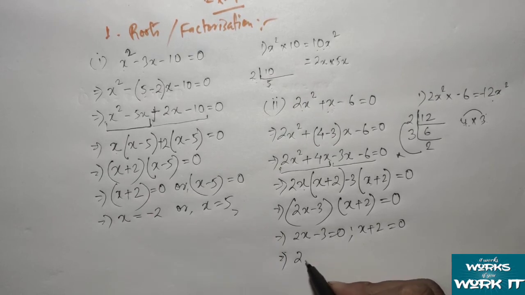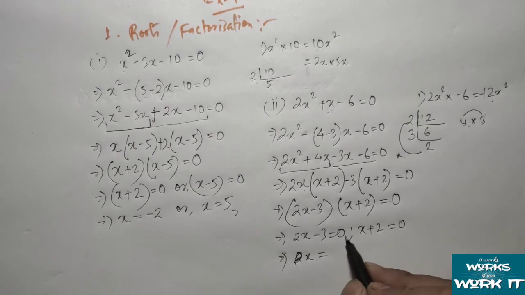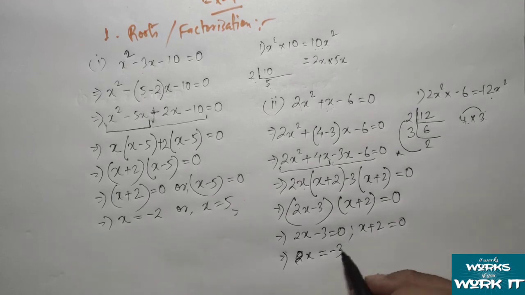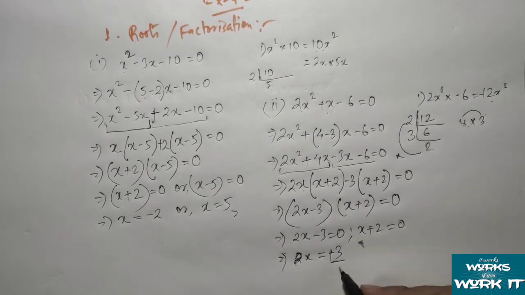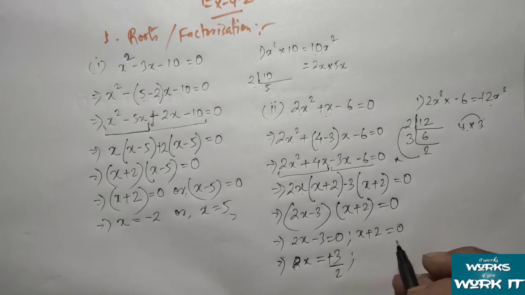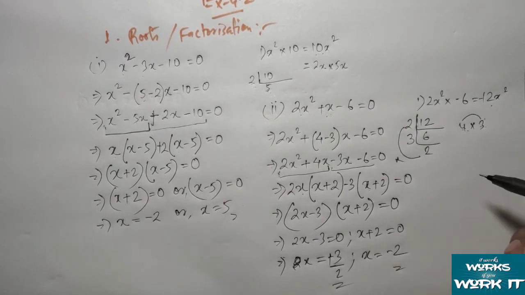So what we are getting from here, if I send all the coefficients from here, first minus 3 will become plus 3 after going there, and then this 2 will be dividing the 3. Okay, so next from here x will be equal to minus 2. So these are the two roots.